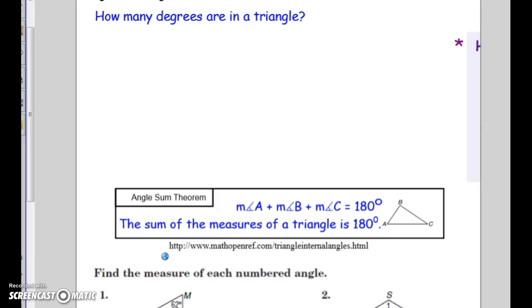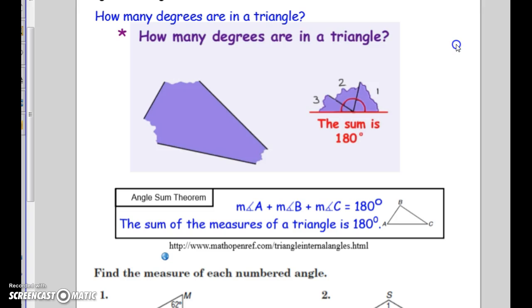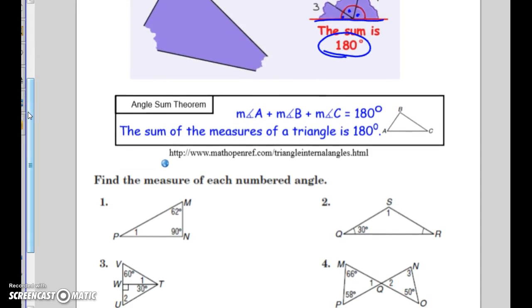Alright, so how many degrees in a triangle? 180. 180, always and forever. So I'm going to have you remember that we tore our index card today, and it made this straight line to where the three angles of a triangle have to equal 180. Okay? Why don't we have that picture on? Because I didn't give it to you.